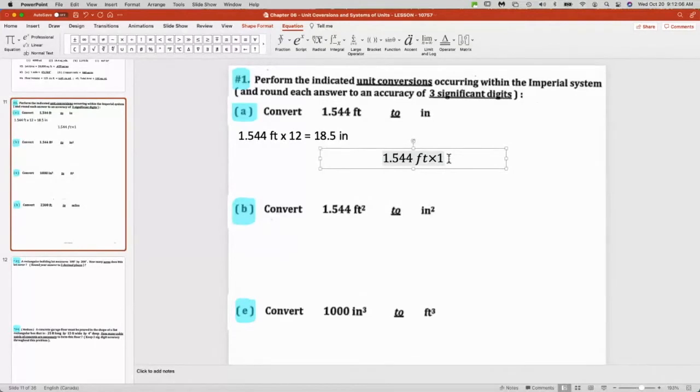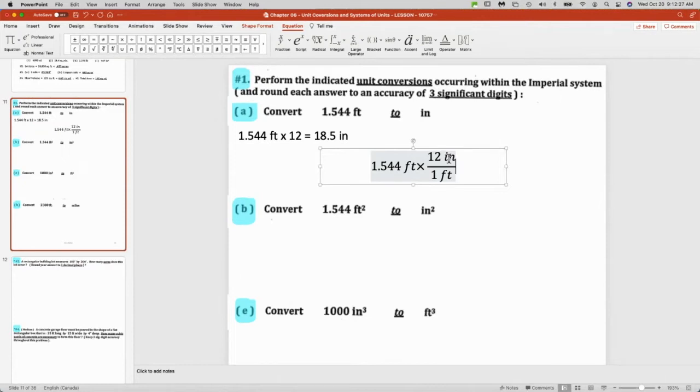Thank you, Nicholas. When you multiply by 1, you don't break anything, because you're just multiplying by 1. When you multiply by 1, you get back itself. Now, I'm not going to multiply by 1 because that's boring. What I am going to do is multiply by this: 12 inches over 1 foot.